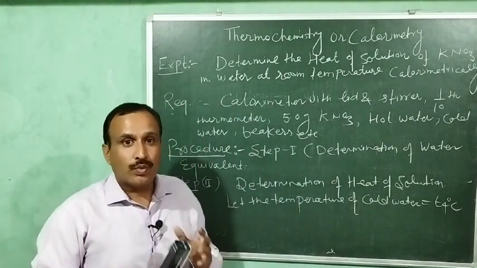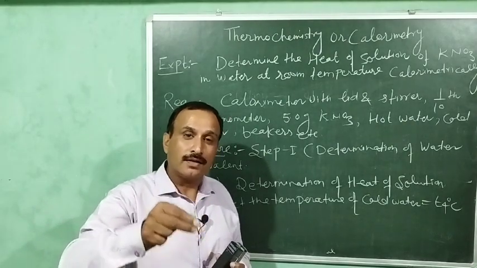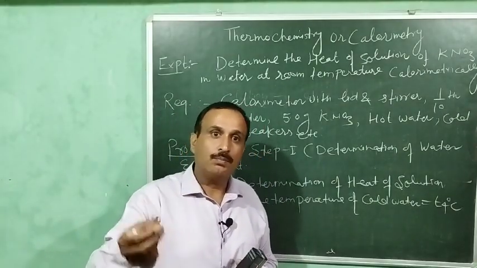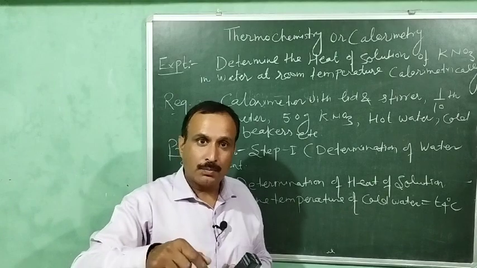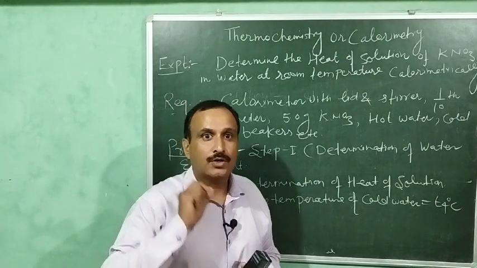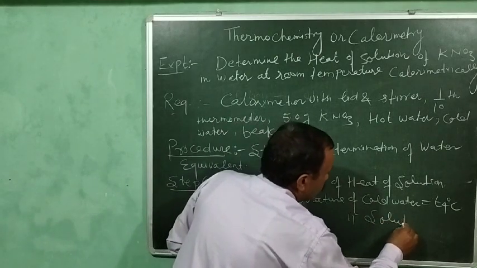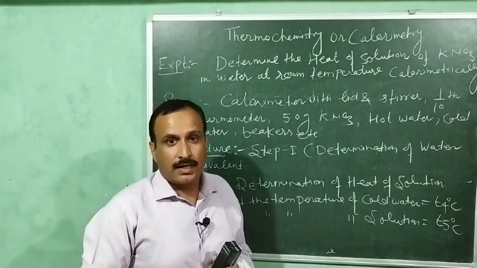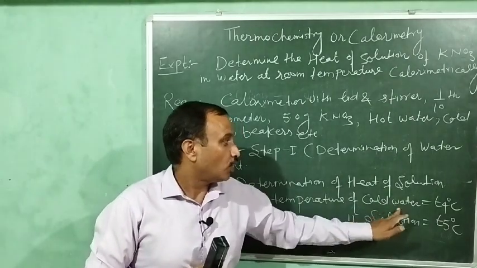Now in the second step, we will add 5 gram of potassium nitrate in the cold water taken in the calorimeter. फिर जो हमने 100 ml कोल्ड वाटर लिया है कैलोरीमीटर के अंदर, उसमें हम 5 ग्राम पोटाशियम नाइट्रेट डाल देंगे and we will mix it properly with the help of the stirrer. फिर ठीक ढंग से इसको मिक्स कर लेंगे and then we will note the temperature of the solution. फिर हम टेम्परेचर नोट करेंगे सोल्यूशन का and let the temperature of the solution be equal to T5 degree Celsius, and you will notice that the temperature of the solution will be less than the temperature of the cold water.